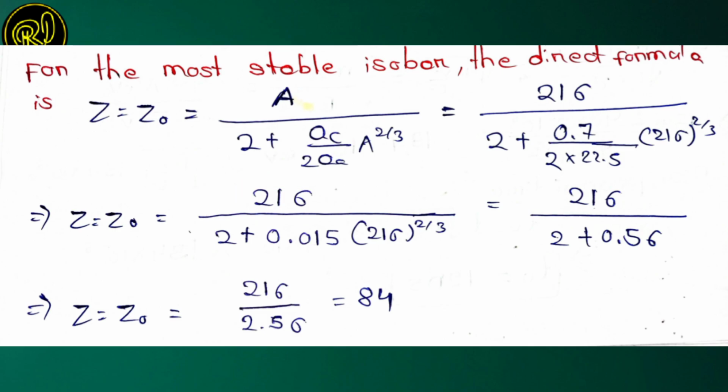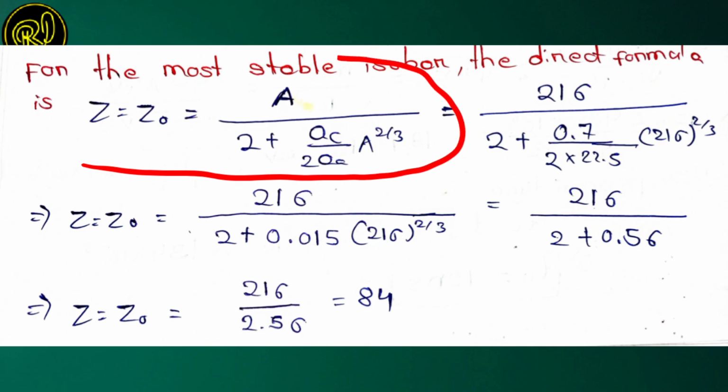Here is the direct formula, given as Z = Z0 = (A/2) divided by (1 + (A_C/(2 A_sym)) A^(2/3)), where A is your mass number, A_C is the Coulombic energy term, and A_sym is the asymmetric energy term.